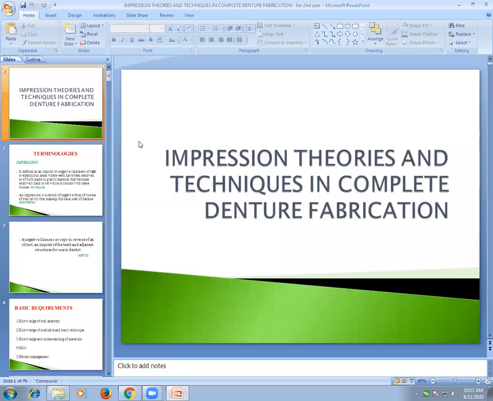Actually, we have to finish the remaining part of the mouth preparation in complete denture also. We will finish that topic in the remaining lectures, in which mainly we have to cover the surgical methods in pre-prosthetic surgeries. That is, in gross, we have to discuss that part in the mouth preparation in complete denture. But today we have to start a fresh topic, that is impression techniques in complete dentures.